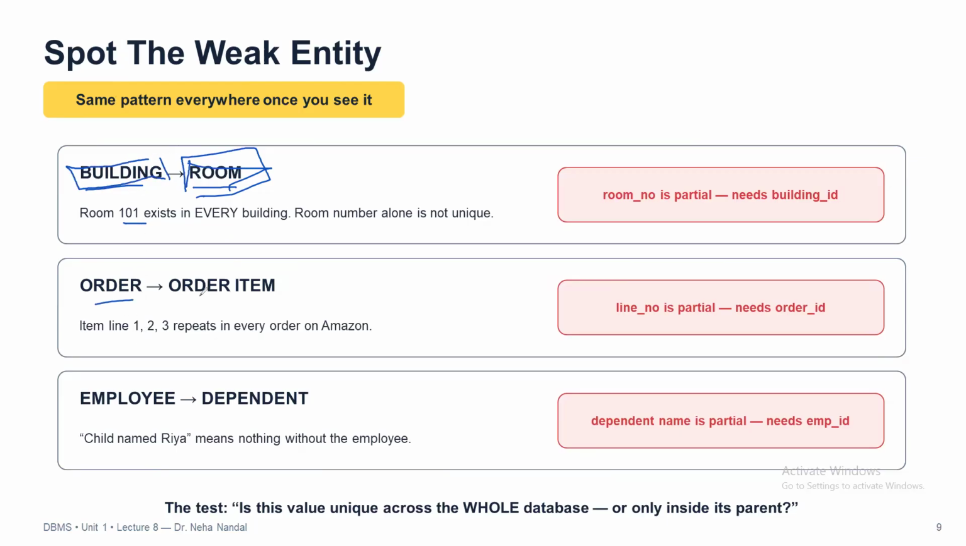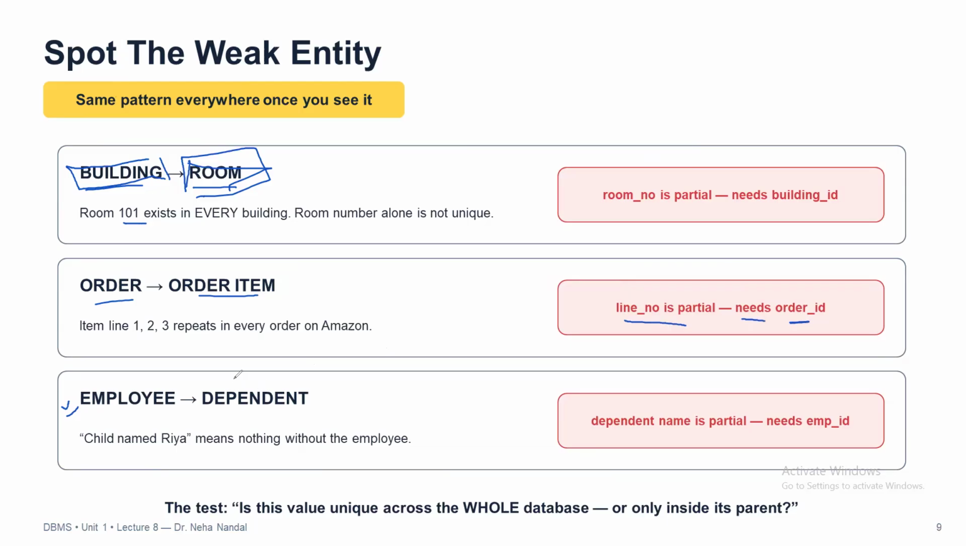In the same way, order and order item. Suppose you are ordering something on Amazon, every single order has items. Item 1, item 2, item 3. So the line number repeats across millions of orders. Correct. So the line number will be the partial key and it always needs your order ID. Great. Another example can be employee and dependent.